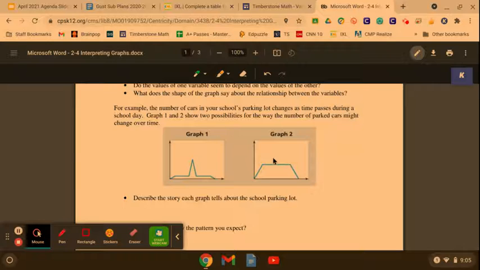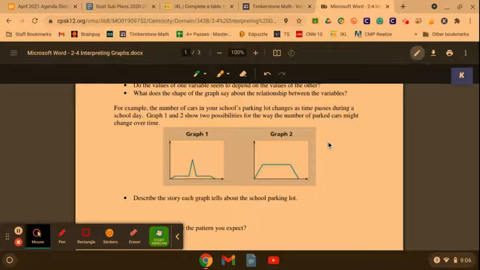We know time is independent, and that would go on the x-axis. So on your paper, I would have you label time here, and then I would have you label number of cars along the side on your y-axis. Your independent variable, time, you cannot change. Your dependent variable, number of cars, depends on the time or maybe the event taking place that day. And then give your graph a title. So here we would probably say school parking lot.